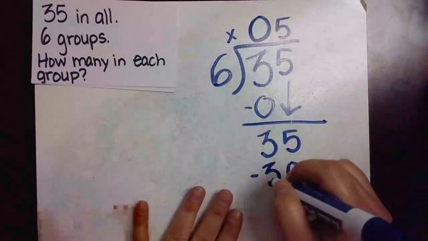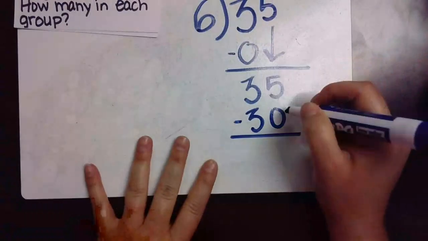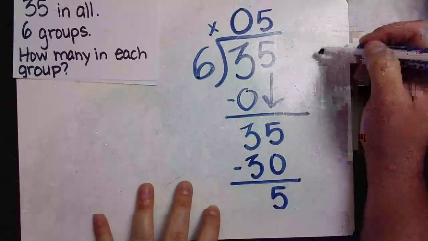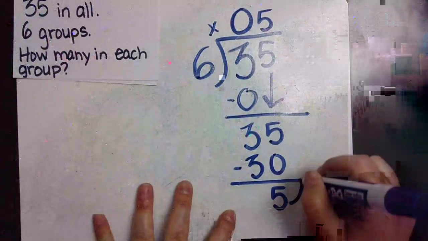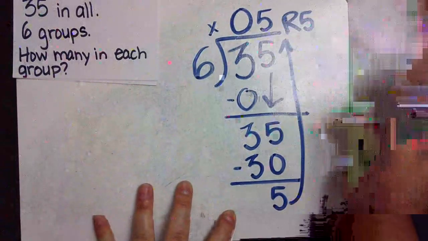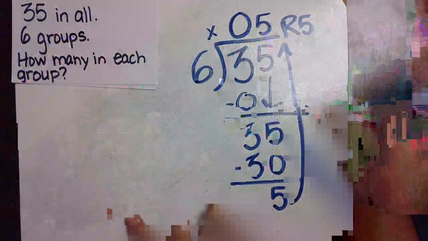Divide, multiply, subtract. 35 minus 30 is 5. Subtract and bring it down. There's nothing there to bring down. So that means that 5 represents my remainder of 5. So move it all the way up there by the quotient.